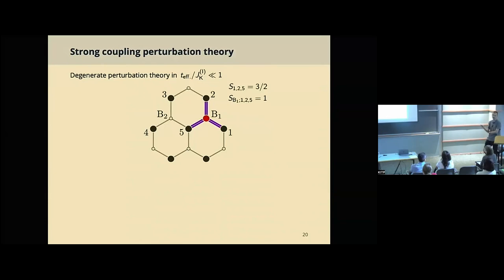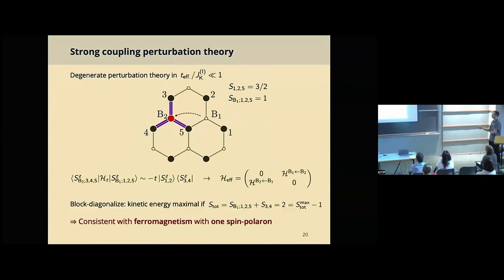And now I can apply basically a hopping term for this doped electron. And then we want to form basically a new Kondo cluster on this other side here. And I can now find matrix elements that connect these two clusters. So I can write down an effective hopping Hamiltonian for these objects and block diagonalize it. And I find that the kinetic energy is maximal if the total spin of this six spin object here, so these five local moments and the doped electron, lies in the sector where we have spin two, which is exactly the maximum spin minus one. So this is, again, consistent with the expectation that we have ferromagnetic order with one spin polaron on top.